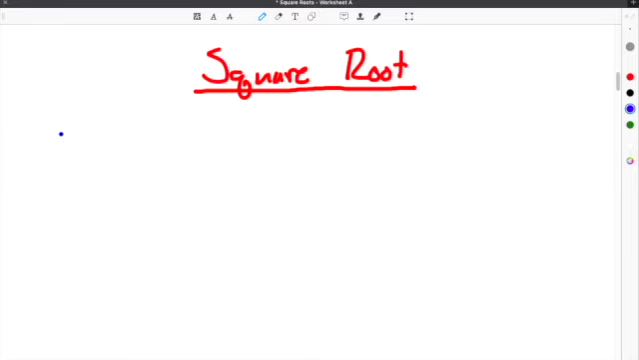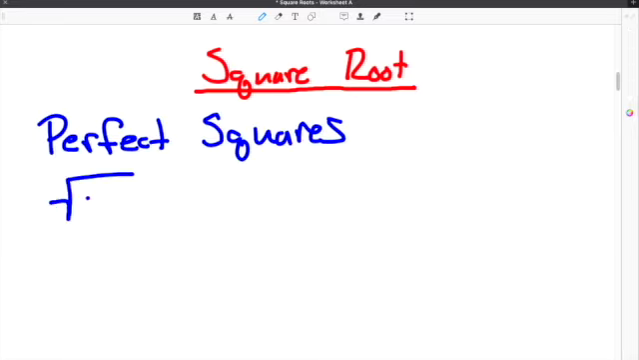The last thing I want to mention is something called perfect squares. A perfect square is when you take the square root of a number and the root is a whole number. The square root of 100, for example, is a perfect square because the answer is 10.